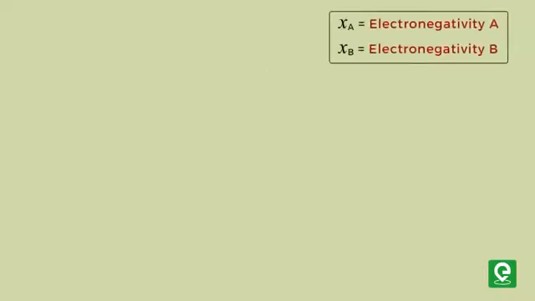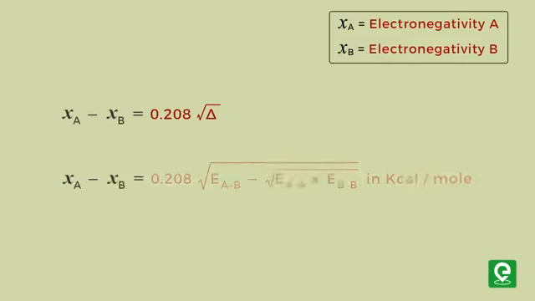The electronegativity value for other elements is calculated using the formula Xa minus Xb equal to 0.208 into the square root of delta, where Xa and Xb are electronegativity values of element A and B, and delta is calculated using the following formula.